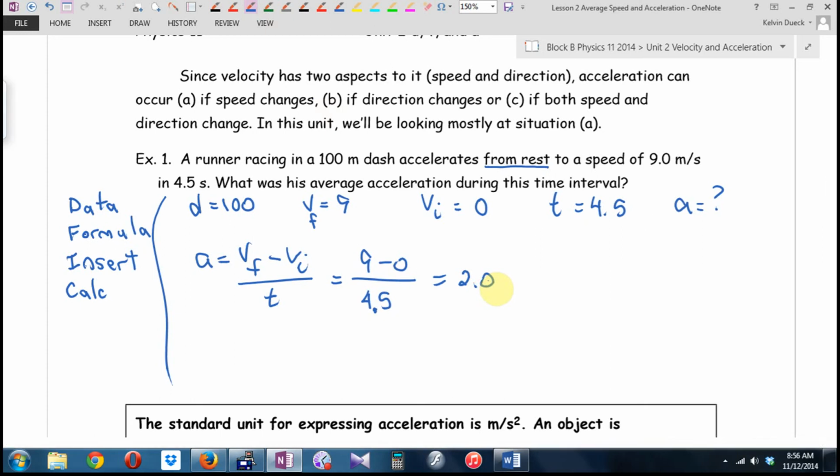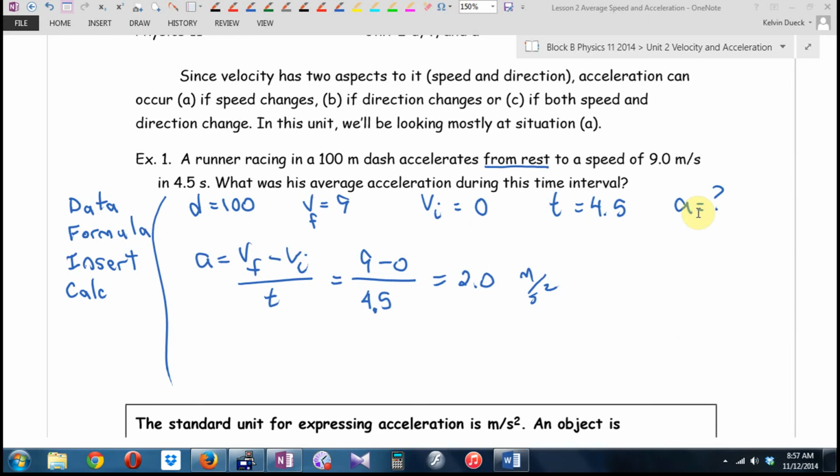What are the units for acceleration? Well, put your pencils down for 1 second. Once you've written the 2.0, look up. Velocity is meters per second divided by time in seconds. So it's really meters per second per second, except there's a shorter way to write it. I have 2 S's on the bottom. The shorter way to write it is meters per second squared. Pick your pencils up, write that down. 2.0 meters per second squared.